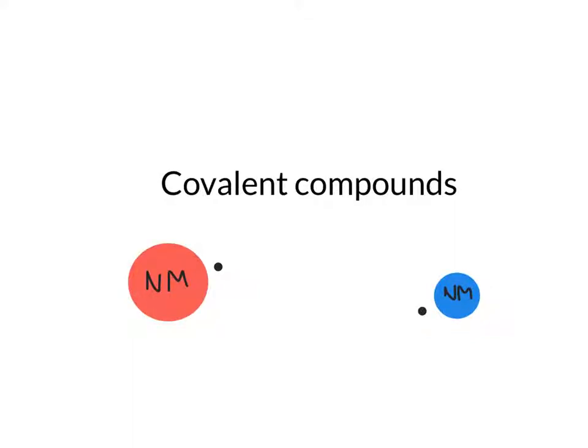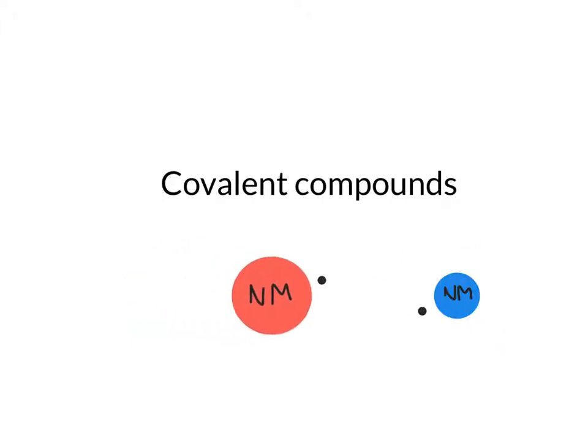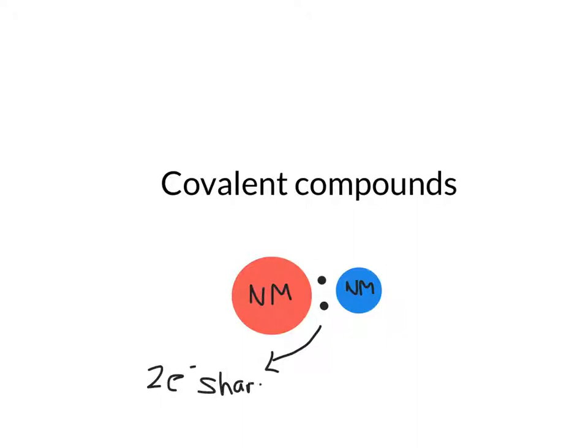Covalent compounds are made when two nonmetal atoms come together to share their outermost electrons, their valence electrons. When a pair of electrons is shared between two nonmetal nuclei, this is called a covalent bond. So two electrons shared equals a covalent bond.